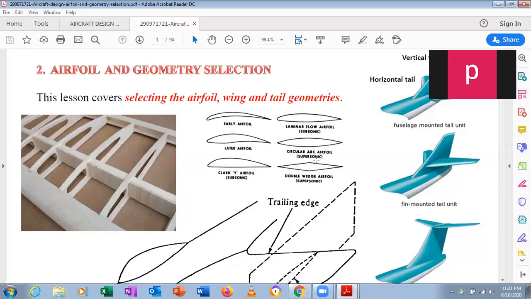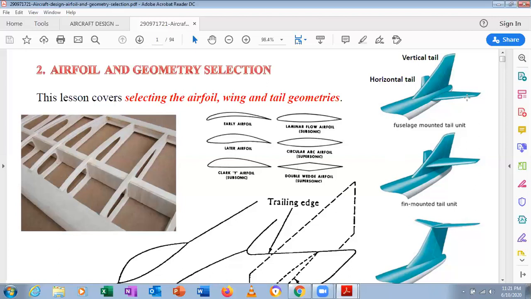We have the double wedge airfoil, used in supersonic aircraft. Mainly supersonic aircraft we are going to look at. When you look here, we have a vertical tail and we have a wing. Tails are called small wings. In the tails, most of the time we use only subsonic, symmetric airfoils. Mainly we use symmetric airfoils.